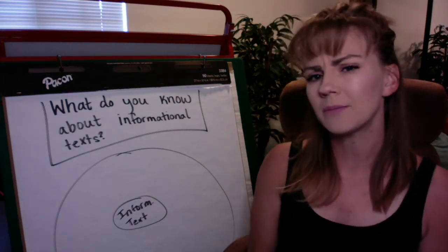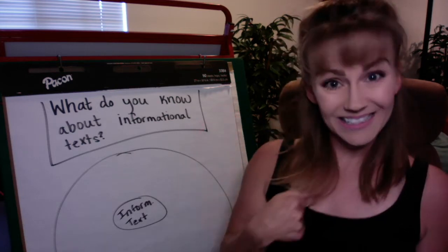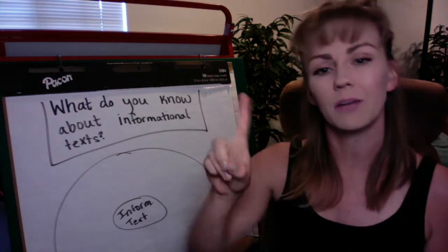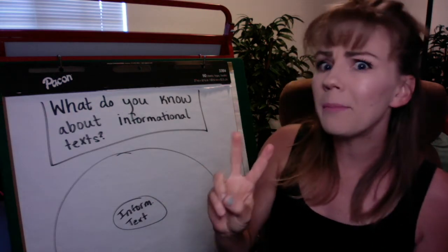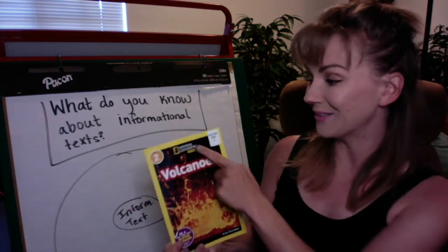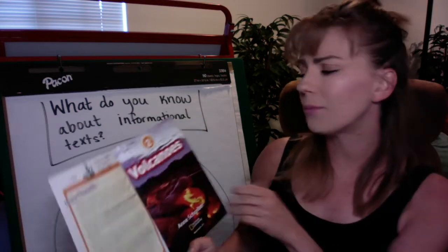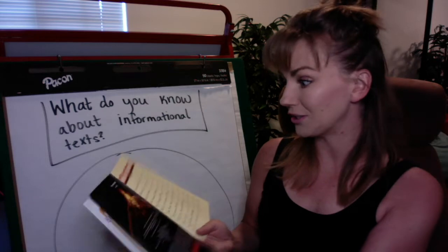Maybe you already have some things you can write down. Maybe you don't. If you don't, you're in luck because that's what I'm here for. I'm going to teach you a little bit about volcanoes and a little bit about informational text. So let's get started. Volcanoes, National Geographic Kids.